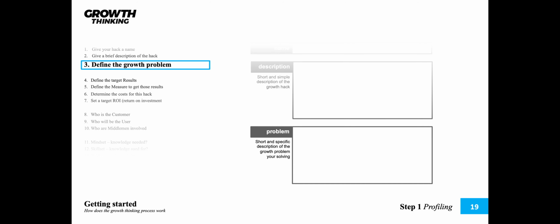The next part is the growth problem. Now, this is really important because at the end, your growth hack is designed to solve a growth problem. And so you're solving towards that growth problem. And it's important to be very explicit. You can do this in point form. You can do this descriptively. You can do it in whatever way you want to do it, as long as it can accurately and vividly describe and pinpoint the growth problem that you're solving. Okay? This is really important. You should give this a bit of time to think about what you're doing.